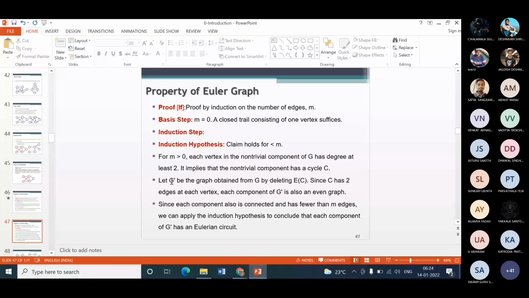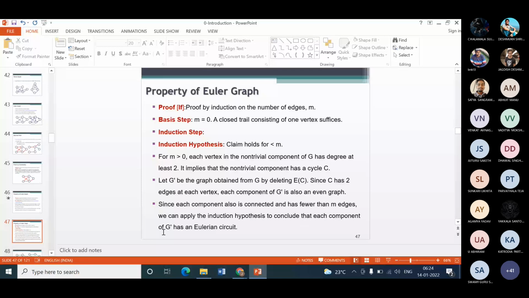Now, what is the number of edges in G prime? That must be less than m, because I have deleted this cycle C from here. Since it has less than m edges, we can apply the induction hypothesis to conclude that each component of G prime has an Eulerian circuit.